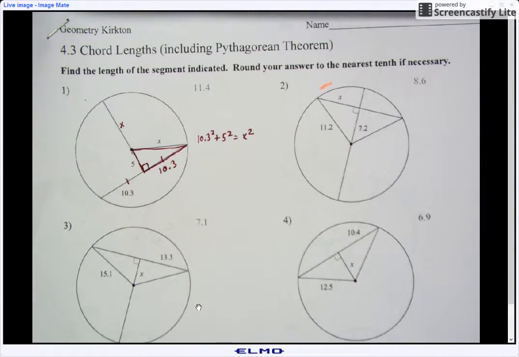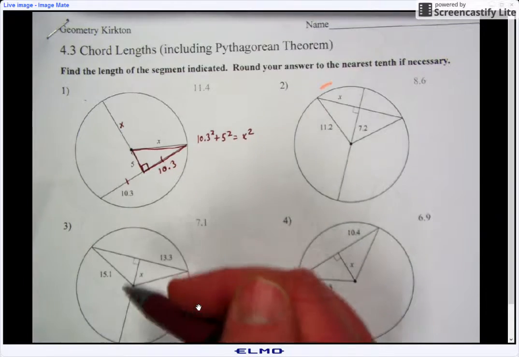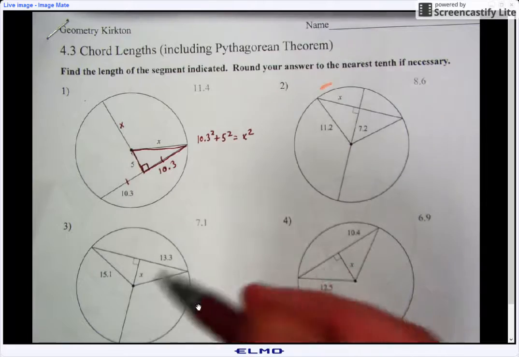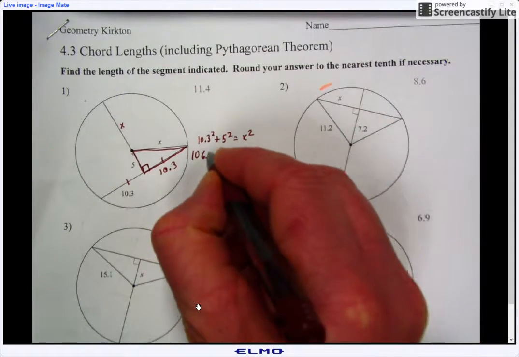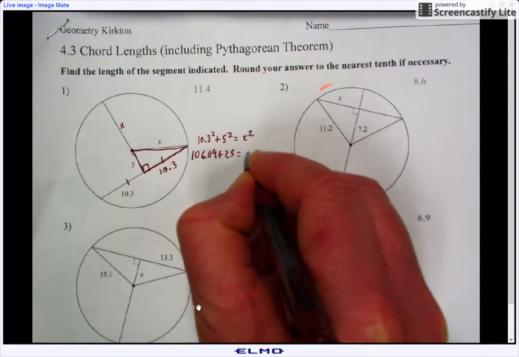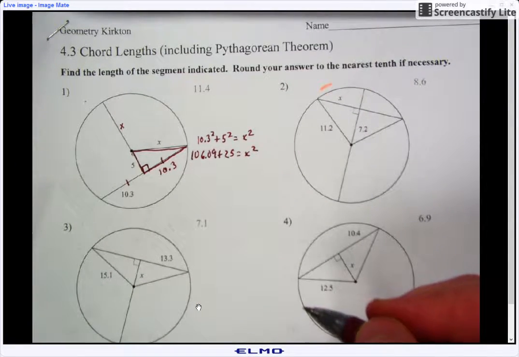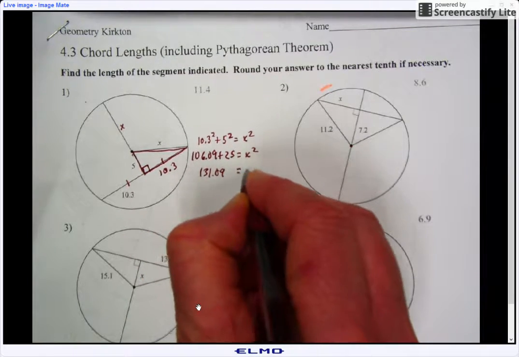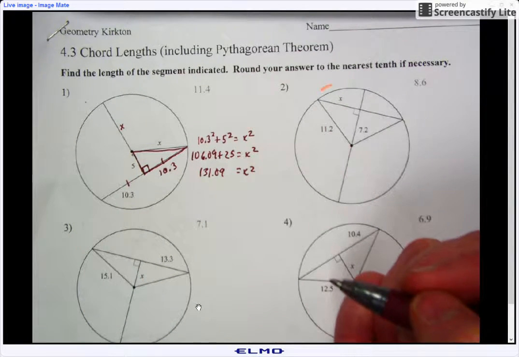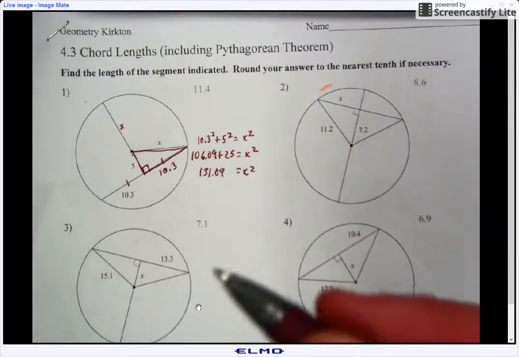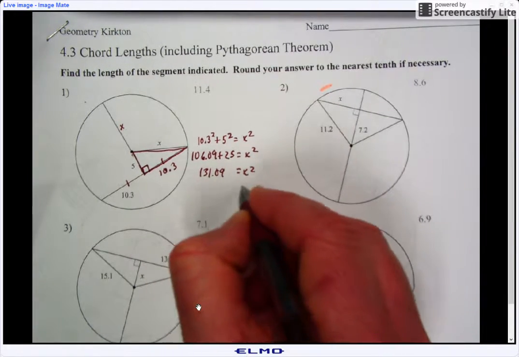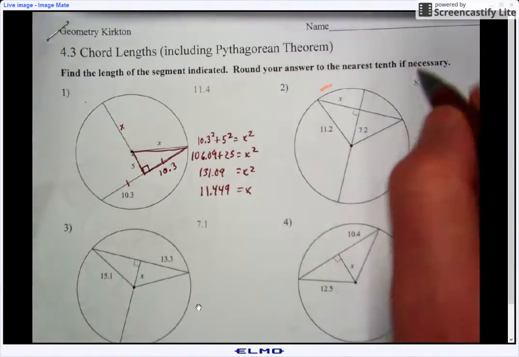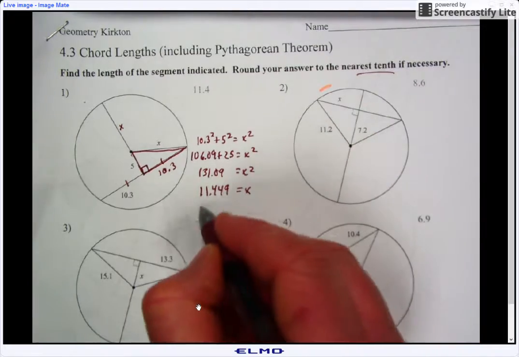You can use your calculator to find out what the missing values are. So 10.3 squared is 106.09 plus 25 equals x squared. So that would be 131.09 equals x squared. Then you're going to take the square root to simplify. 11.449 says round your answer to the nearest tenth, so 11.4.